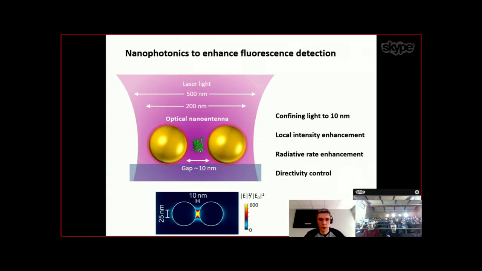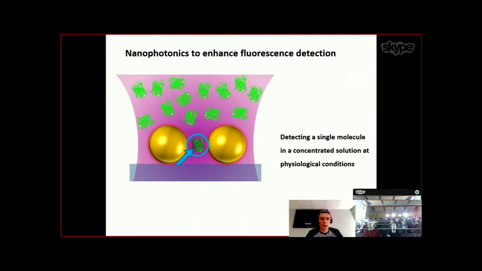And with that, we can increase significantly the net fluorescent signal we detect per molecule. And the other effect is that since we are able to put light on a 10 nanometer scale, we can detect a single molecule in a highly crowded solution.